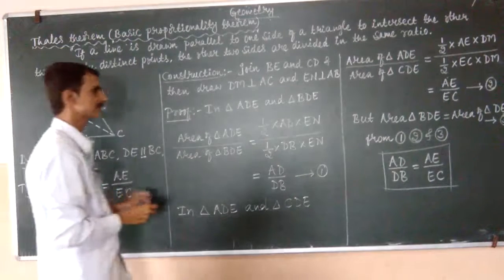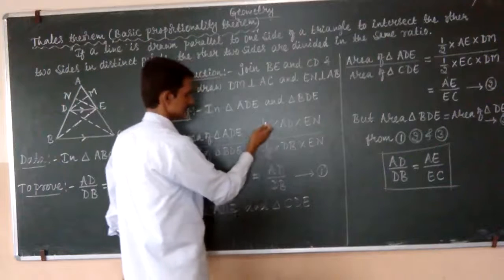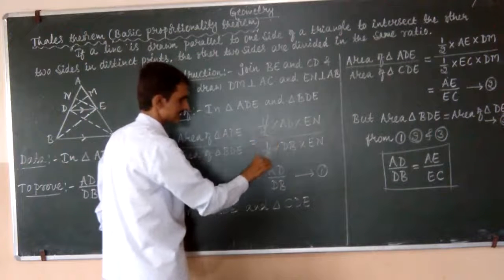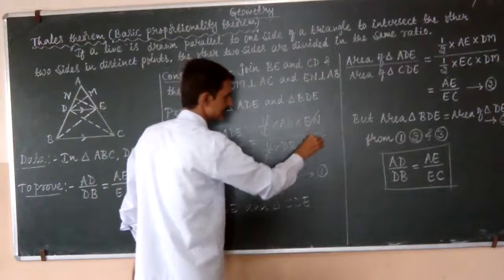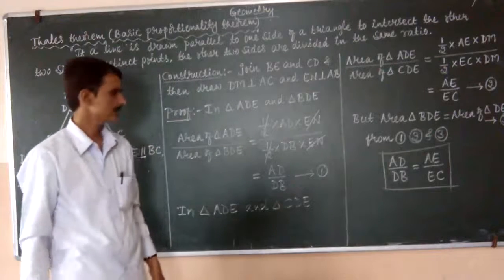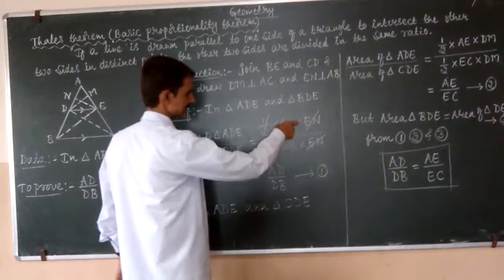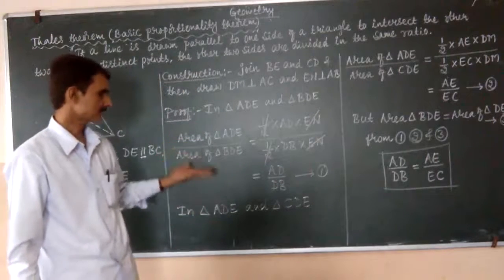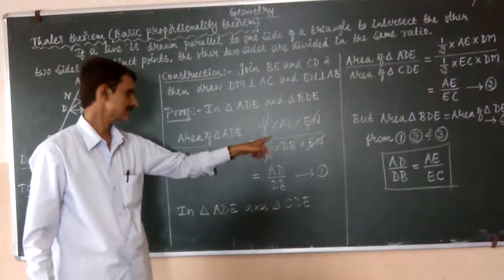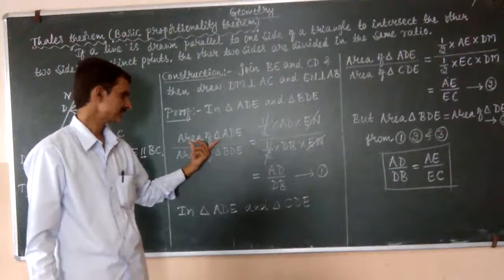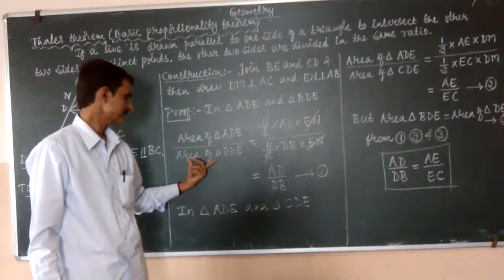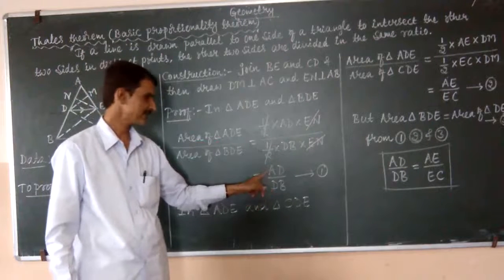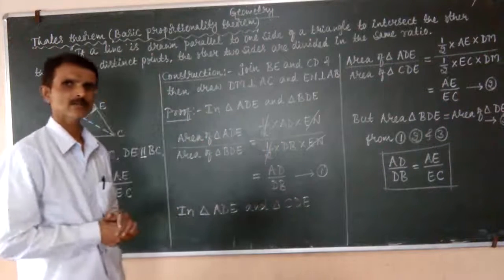So here, if you observe, in the numerator and the denominator of the right side, the half gets cancelled. EN and EN get cancelled. So on the right side, the remaining thing is AD by DB. Therefore, after simplification, we get area of triangle ADE to area of triangle BDE equals AD by DB. Call this equation number 1.